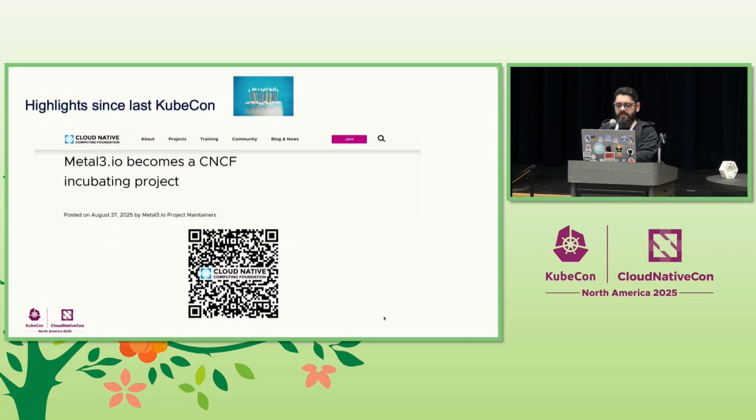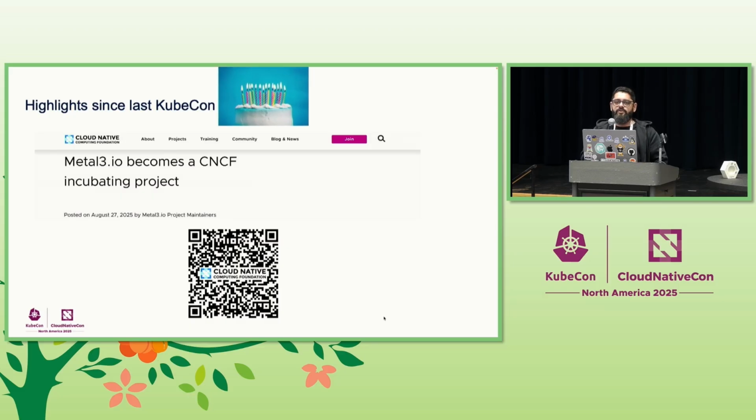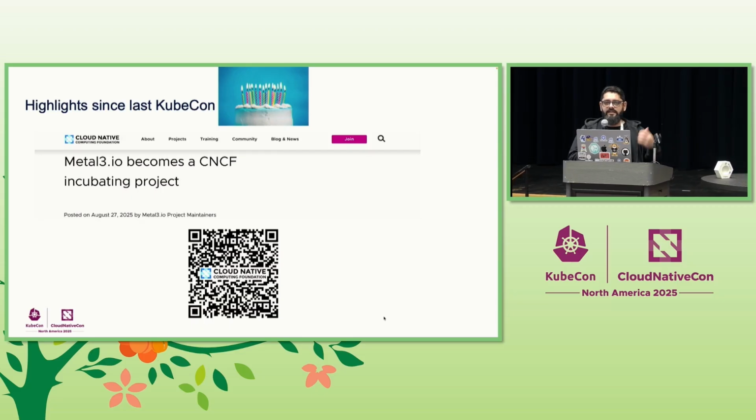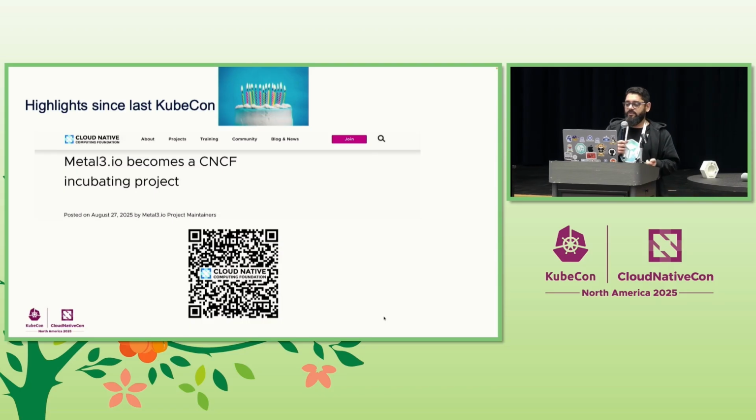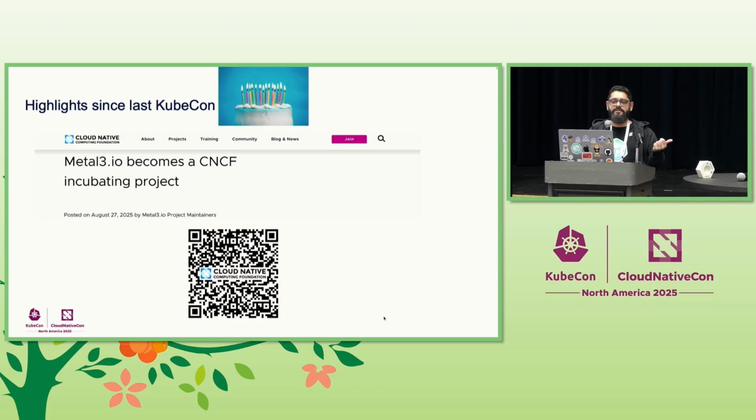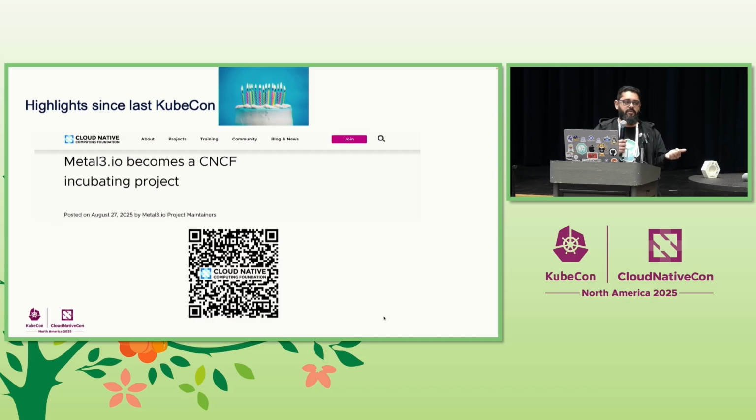So the biggest news since last KubeCon in London is that MetalCube is now an official CNCF incubating project. That's a major milestone for the project, recognizing the project's maturity, growth, stability, and the trust from the cloud-native ecosystem. A huge thanks to all the contributors, adopters, and community members who have made this achievement possible. This truly belongs to all of you.